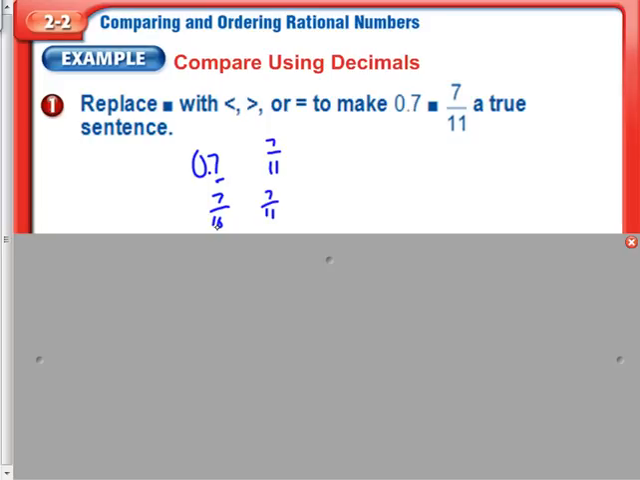Okay, so now same thing here. We need to make the denominators the same. So let's multiply this by 10. This would be by 10. Multiply this by 11. This would be by 11.